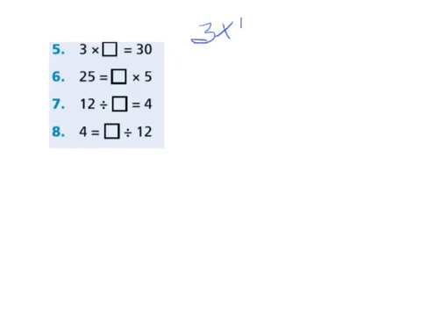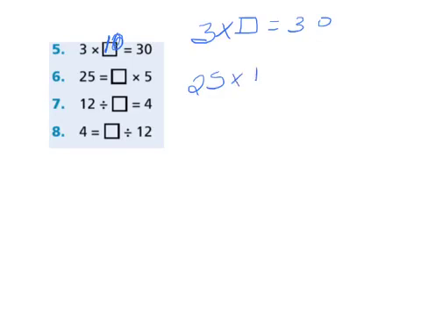3 times something, that is 30. Well, 3 times what is 30? 3 groups of what is going to be 30? 3 groups of 10 is going to be 30. 10, 20, 30.